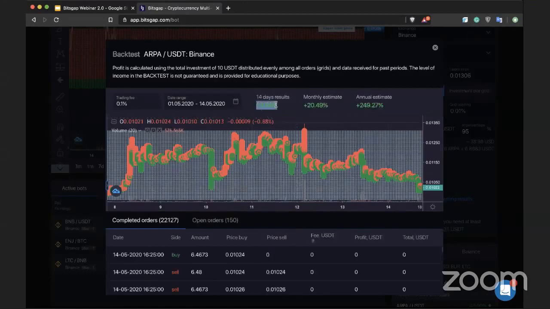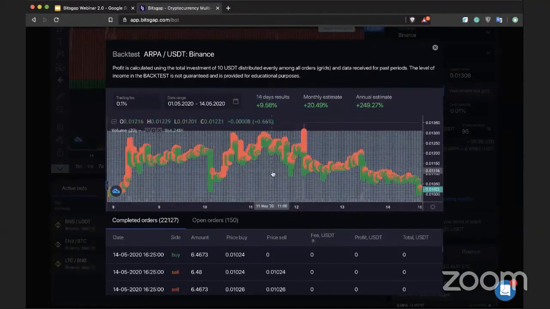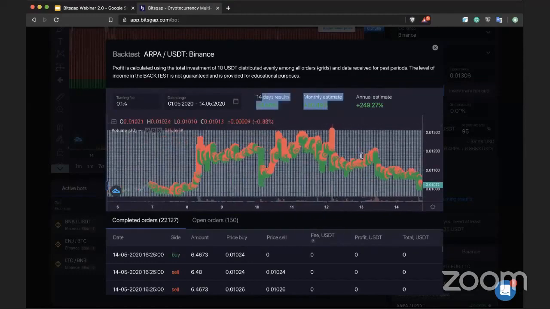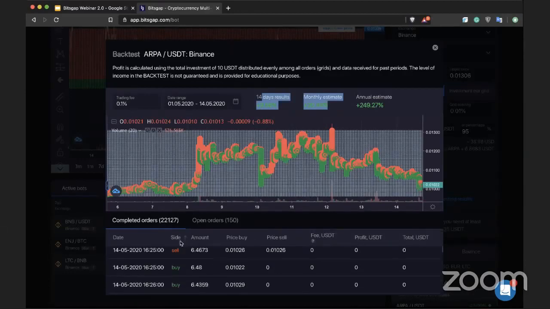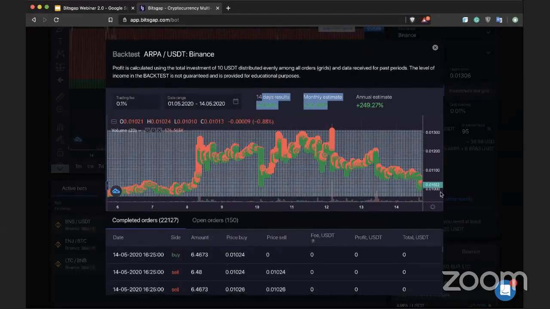Yeah, so that would be 10% approximately for this 14 days period. And you can see that within this time period, there would be 22,000 in total of completed orders. So that's what I was talking about, the amount of trades. That's what we call high frequency trading. And here you can see at which price, what amount it would use to buy and sell.